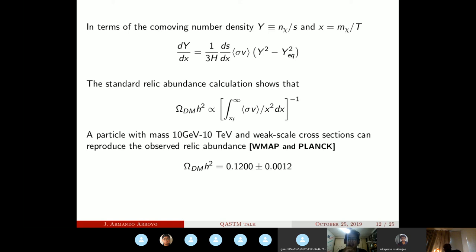abundance of dark matter that has been observed, first by the WMAP satellite and more recently by Planck. The fact that this can be done, like I said, with these cross sections and these masses is what's known as the WIMP miracle.